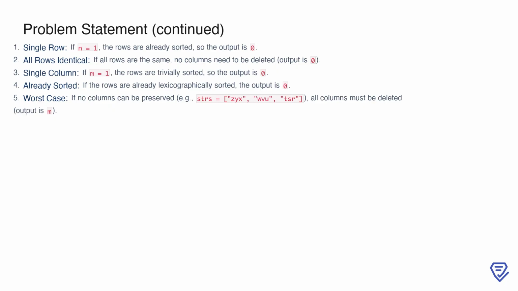On the other hand, in the worst-case scenario, such as strs equals ["zyx", "wvu", "tsr"], where no column can contribute to a sorted order, we must delete all columns, resulting in an output equal to m. These edge cases highlight the range of possibilities and help us better understand the problem constraints.